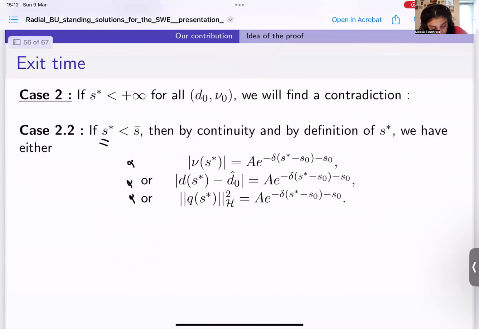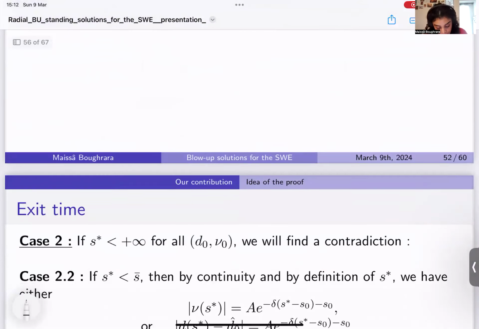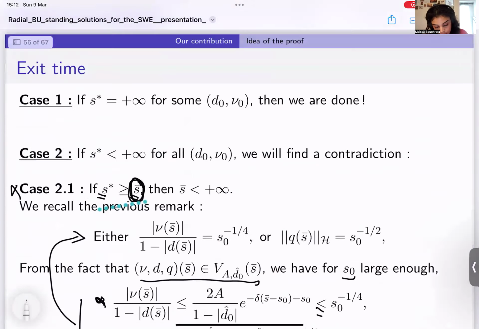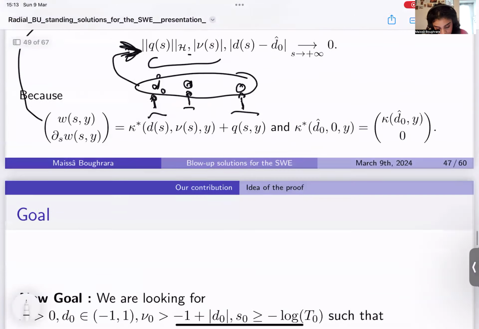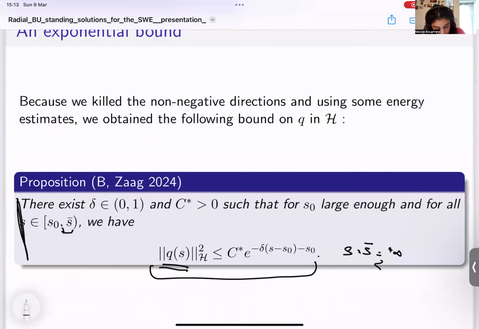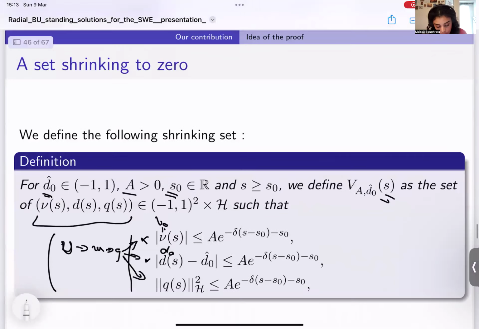Okay, so either it's going to be inequality at nu, or inequality at D minus D0 hat, or at Q, the norm of Q to the power of 2. From the proposition that we showed earlier, the third case can't happen. Let me show you again the proposition. Where is it? No, this one. It says that for some S0 very big, we don't have the equality.